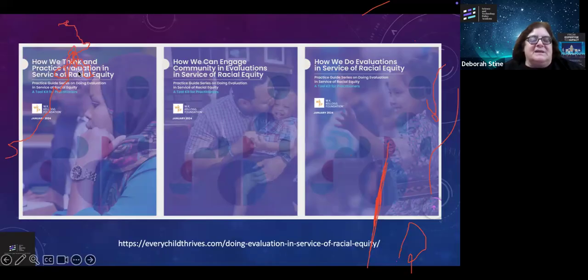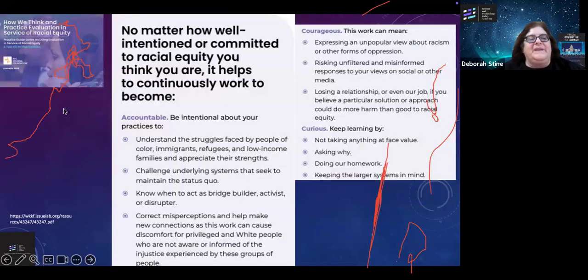So for example, the first one is conducting evaluation, engaging communities is the second one there. Thinking about how evaluations are done. And within this, they have some guidance. Basically, it says no matter how well intentioned or committed to racial equity you think you are, it helps to become accountable, and know when to act as a bridge builder, activist, or disruptor, correct misperceptions.